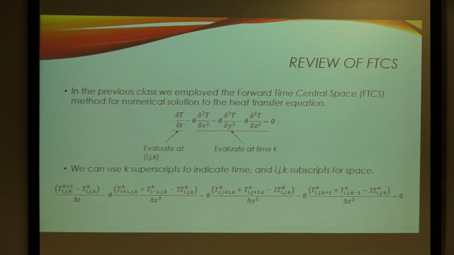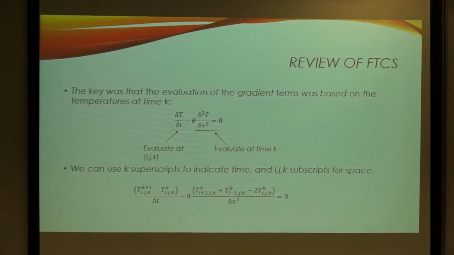There's no reason why we had to make this choice. It's completely up to us. If we want, we can choose to evaluate these at time k plus 1. But if we do that, then we have a problem, because it means that we have an equation in terms of the temperature at time k plus 1 related to all of the other temperatures at time k plus 1. So we can't solve them one at a time in an explicit fashion. So let's have a look.